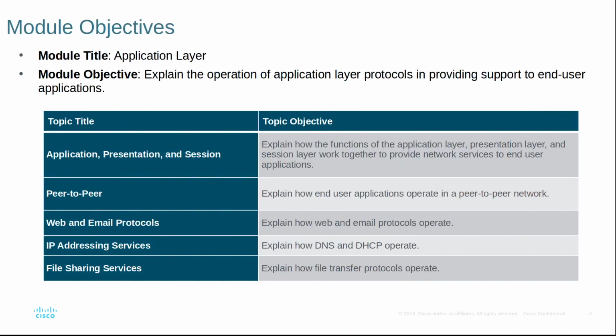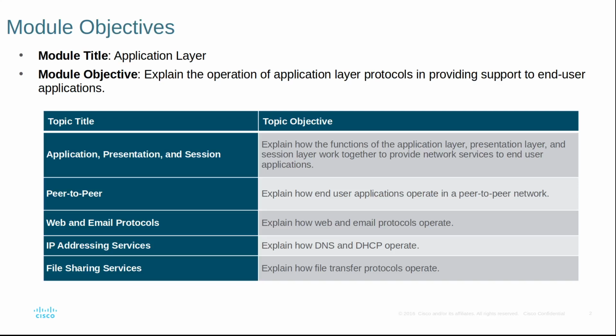Now, when we're talking about the application layer, we're talking about it in terms of the TCP/IP model, which, if you recall, in the OSI model maps to our top three layers: application, presentation, and session. These work together to provide services for your end user applications, as we're going to see.